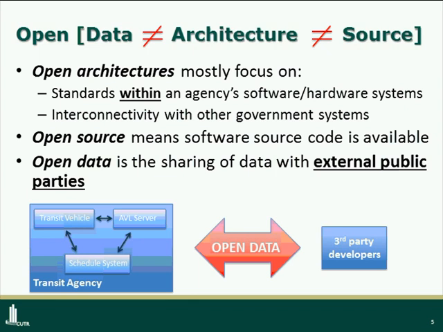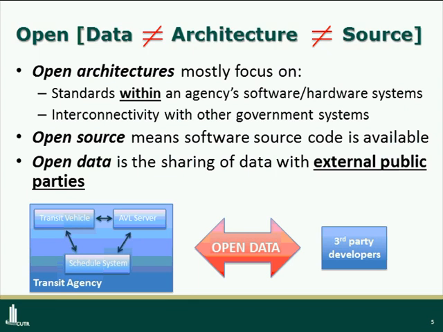The second open term is open source. Open source means that the software source code is actually available to the general public to use. Common open source projects in the area of public transportation include OpenTripPlanner and OneBusAway. And that differs from closed source applications, which are proprietary to specific vendors. But this refers to the software itself, not to data that describes transit service.